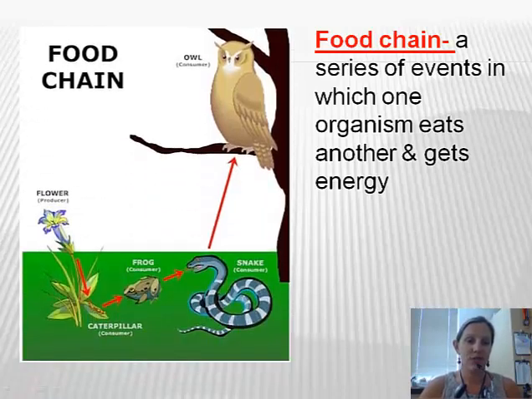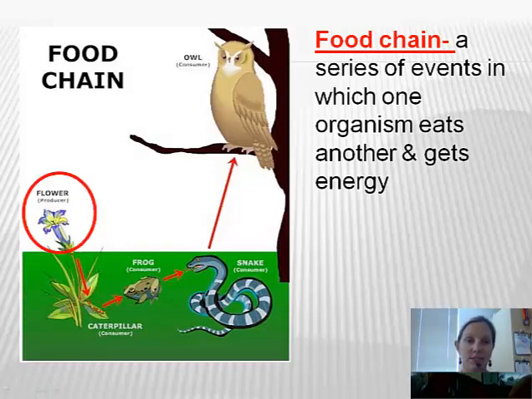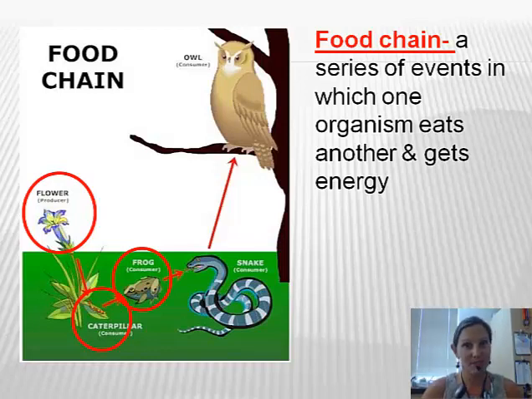In this food chain, this is an example, and you can see that there are a couple of different organisms here. The flower gets its energy from the sun. You do not need to write this down, so leave the space blank in your notes. So the flower gets the energy from the sun. The caterpillar eats the flower, so he gets energy from eating the flower. The frog eats the caterpillar, who got the energy from the flower from the sun.